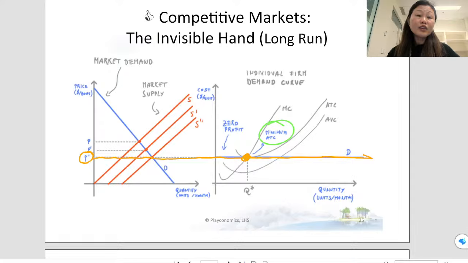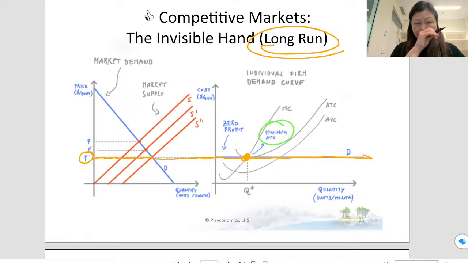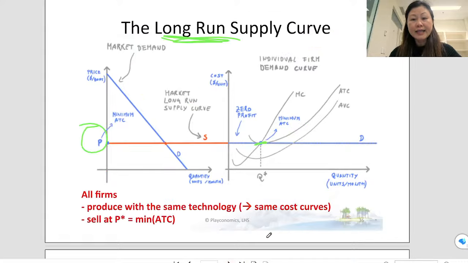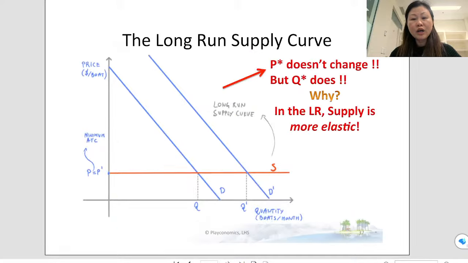Now, in the long run, which is why we talk about the invisible hand, price will go down to where price is at minimum ATC. Everyone is making zero profit, so the long run supply curve is also horizontal. We say in the long run supply is more elastic, but if we use a horizontal supply curve, that supply is perfectly elastic.